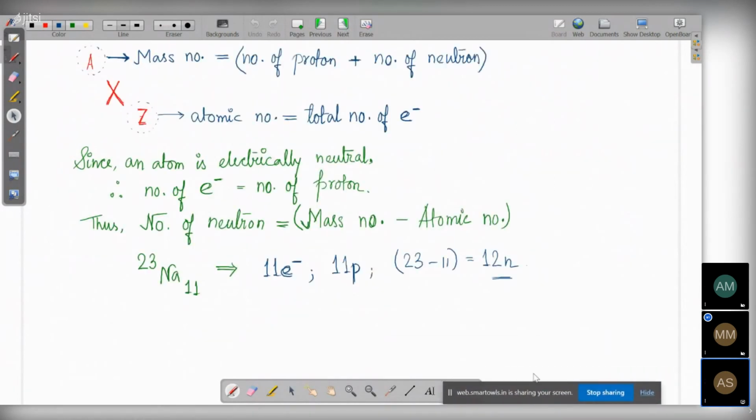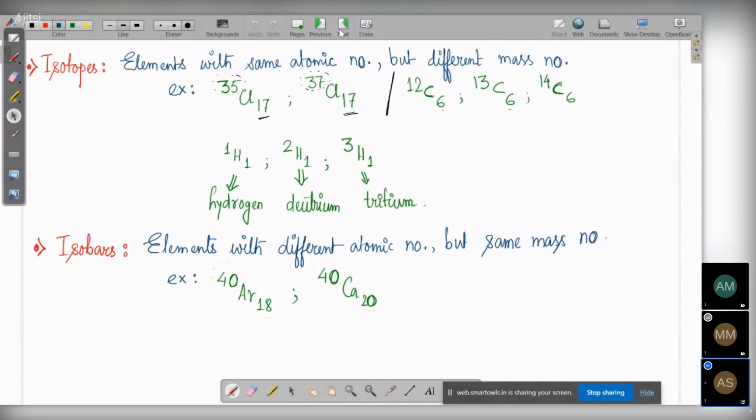After that, we started with the basic representation of how to represent an element. We got to know about the mass number and atomic number. These definitions will never come in your exam, because the examiner will not ask such a simple question. But you should know what they are and how to apply them. You should be able to identify them. So we learned how to find the number of electrons, the number of protons, and from there calculate the number of neutrons.